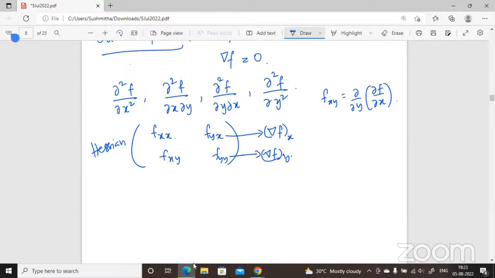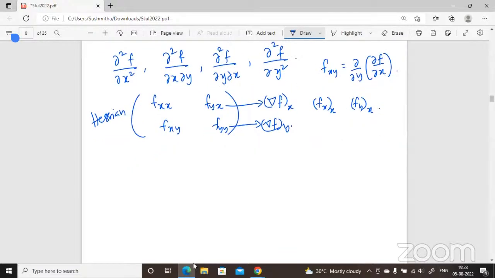No, this is exactly why you should put fyx in the first row, right? The gradient vector, with respect to x, you differentiate. So fx with respect to x, fy with respect to x. That will be your first row. Okay, anyway, currently it doesn't matter. Okay, so this is the Hessian matrix.